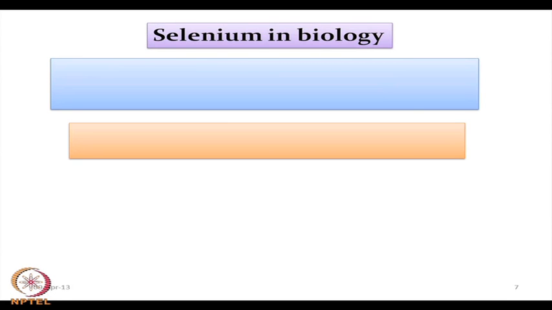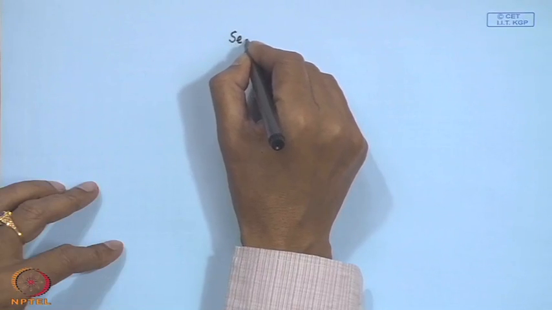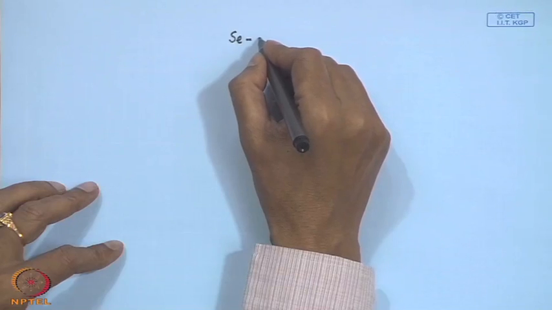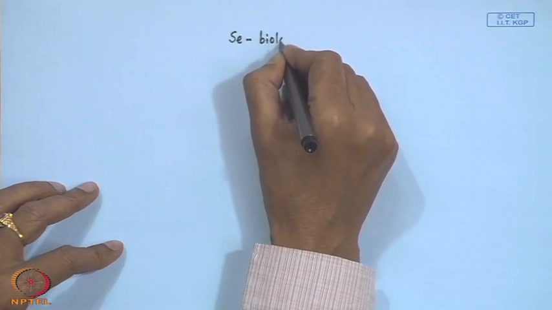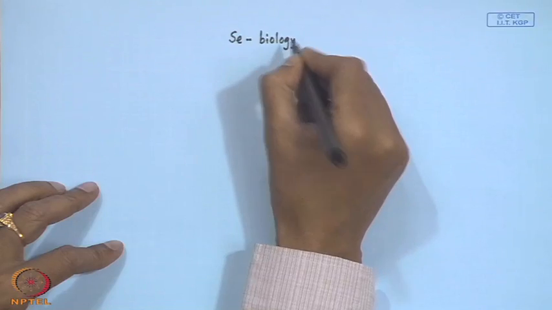Next, we will go for the remaining part before we conclude this class, covering activity for the metal ion and activity for the non-metal centers also. So, in this particular case we will see how selenium is involved in the biological system. So, selenium biology.